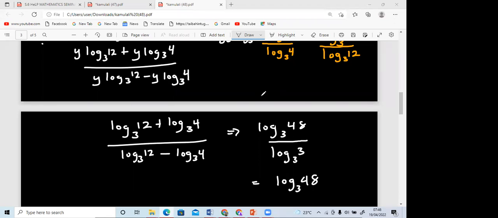Okay, Martha, hope you have understood. They told us to prove that log 48 base 3 is equal to that. So it is very fine. That's why she changed it to log base 3. Okay, is it clear now to everyone?